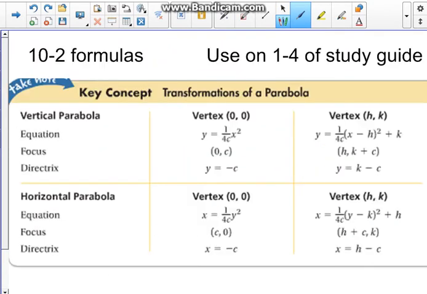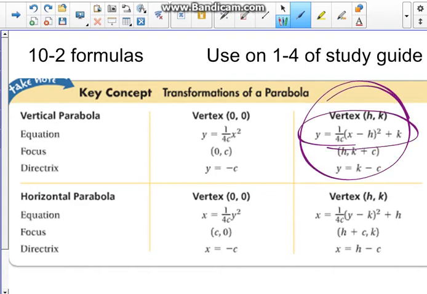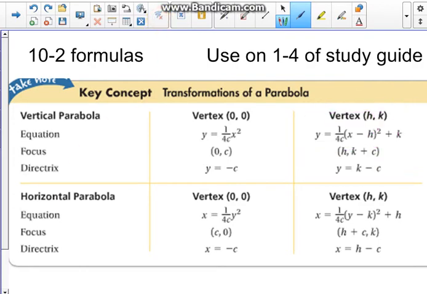Let me back up. Okay, and right here. All right, so we're looking at this guy right there. So that's our horizontal, and k is our vertical. So let's go back.